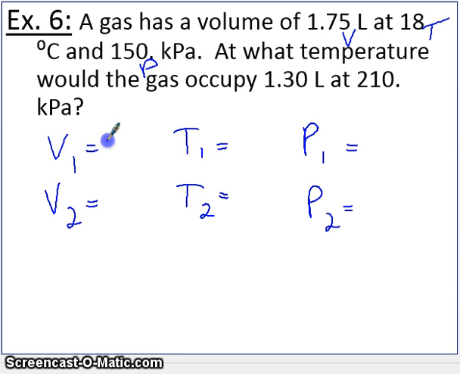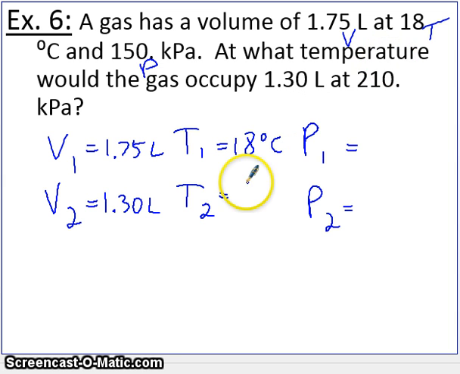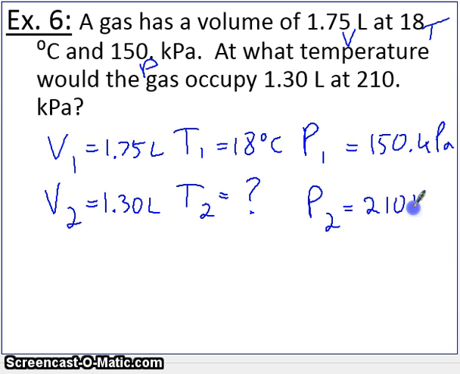Our first volume is 1.75, and go ahead and put the units in as liters. Our second volume is actually 1.30, so 1.30 liters. Our first temperature is 18 degrees Celsius, and our second temperature is what we'll find out. So at what temperature? This is our second, this is our unknown. Our first pressure is 150 kPa. Our second pressure then is 210 kPa.